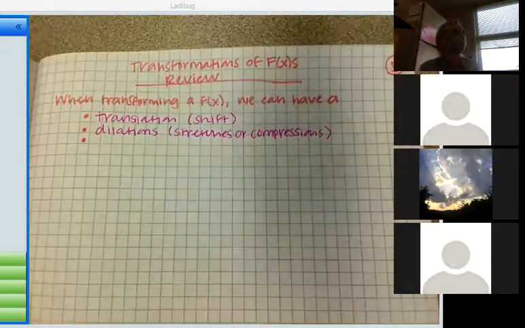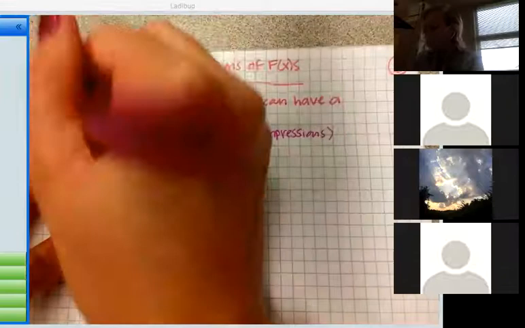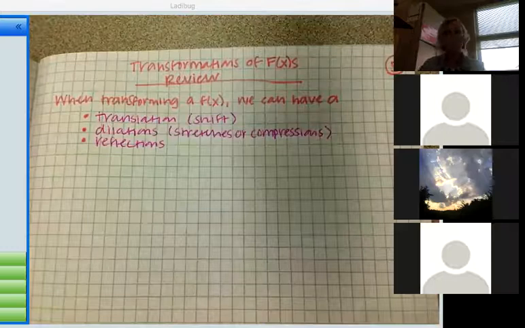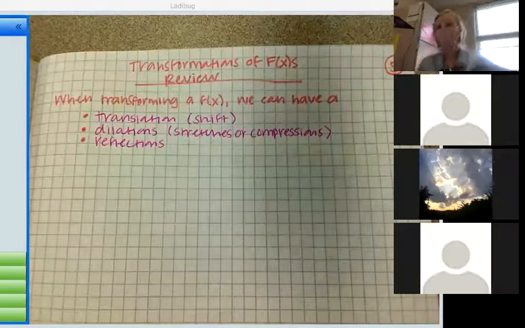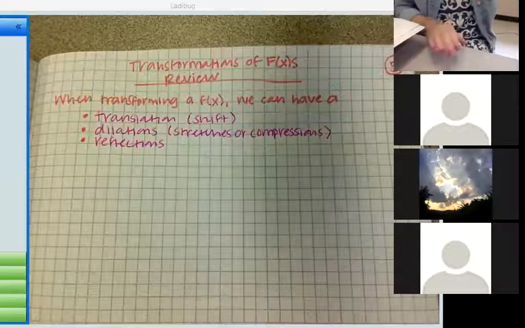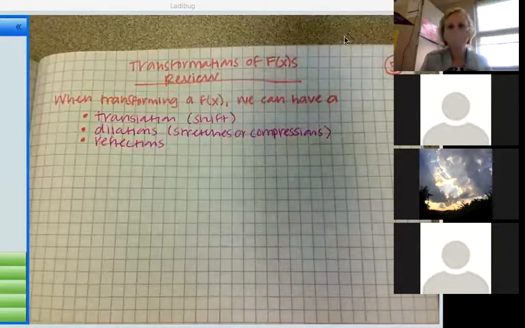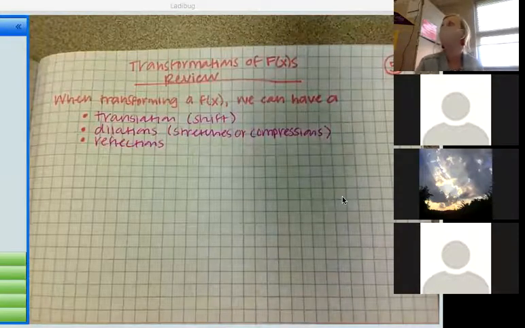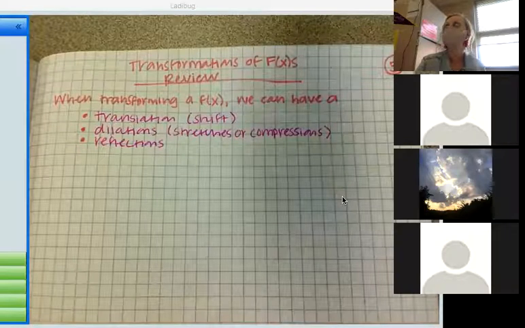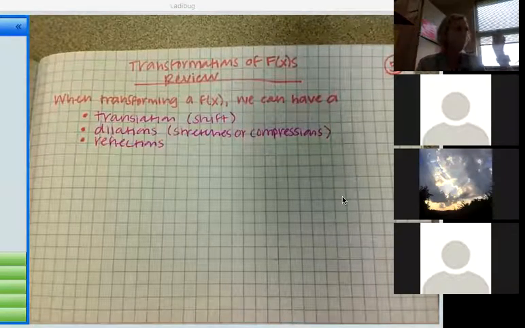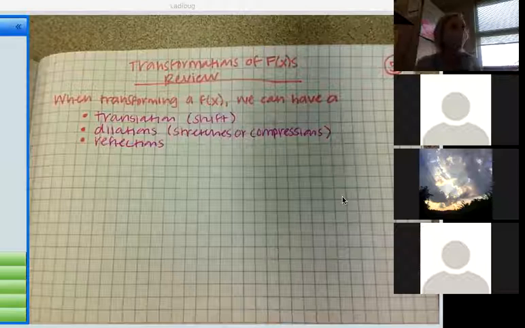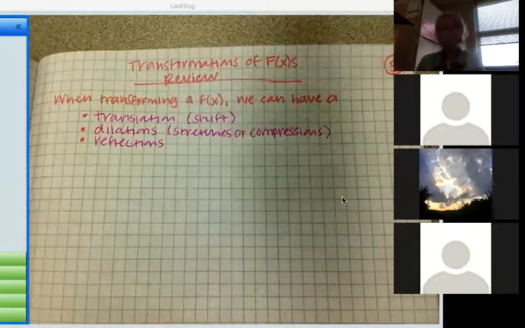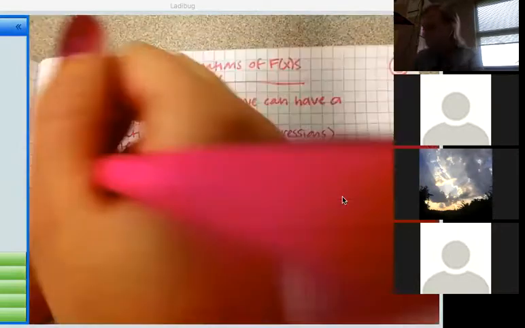And then what's the last one? Very good, Oswald. Reflections, which are just flips, right? All right, so we can have shifts, stretches, compressions, reflections. Do you guys remember that from math 2? Yes? Y'all got to participate with me. All right, so let's see how much we remember.